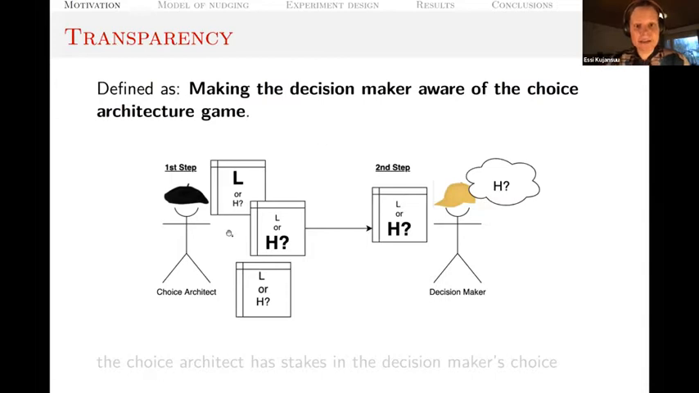What I tell the participants is that there is a first stage where a choice architect has 3 options to choose from. These 3 options have different effects on their decision making later on. One promotes L, one promotes H, and one is in between. I also tell them that the choice architect has stakes in the later decision that they make.